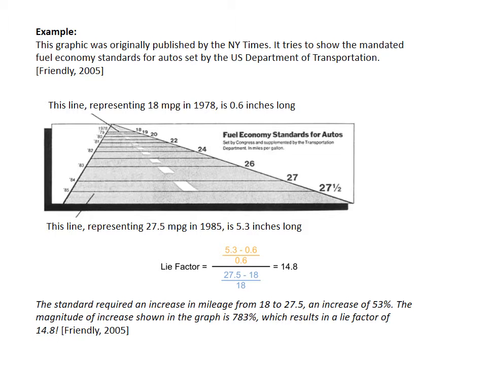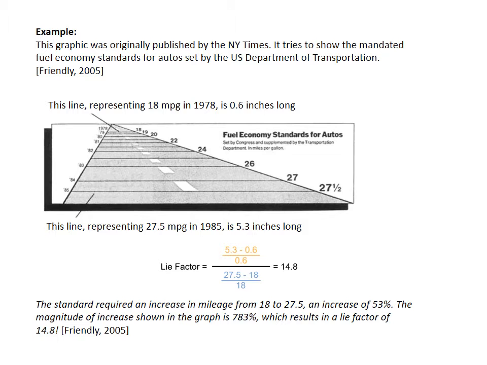Now, the graphical measurement of the data is a little misleading, because what they're basically suggesting is that the length of the horizontal line associated with each year should be proportional to the number on the right-hand side. So what this is sort of suggesting is that the data really suggests that going from 18 miles per gallon to 27.5 miles per gallon is a substantial increase in fuel efficiency.